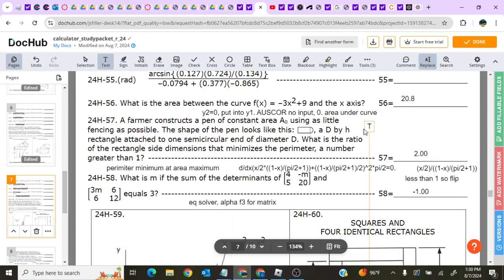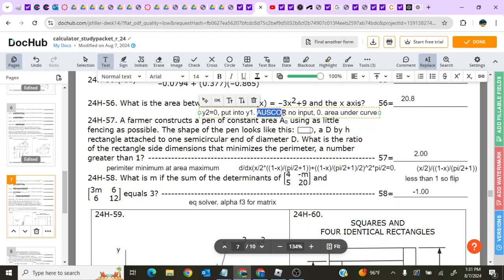The sixth was the area between the curve negative 3x squared plus 9 and the x-axis. Make sure to put this equation into y1, but y2 is equal to 0 because you're looking for the x-axis. Then you can use our auxiliary program. Auxiliary, no input, it'll get the input just fine. A line of revolution is not relevant, and you're just looking for the area under the curve, which is 20.8.